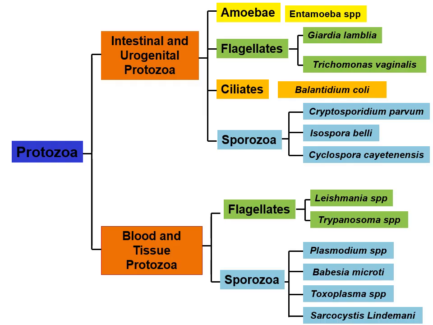We then talked about blood and tissue protozoa, and we divided these into flagellates, which move by means of flagella, and these included Leishmania and Trypanosoma species. We talked about sporozoa, and mostly we discussed Toxoplasma gondii in my session, and I'm sure Dr. Awar covered Plasmodia species. Knowing that other blood and tissue sporozoa may include Babesia microti and Sarcocystis lindemani.